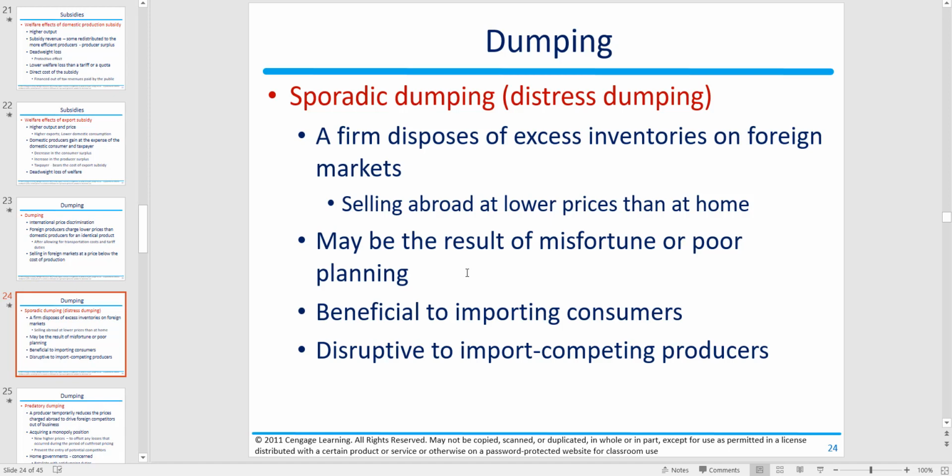Why would the foreign producers do that? Well, for example, as a way to dispose excess inventories. Let's say it's a fashion company. Next year or next season, they are selling something totally different. So this stuff has to go, even if it goes at ridiculously low prices. So there are different types of dumping. There is the sporadic dumping, which, as the name implies, is not done all the time by those foreign companies. It's just done when they have excessive inventories they want to get rid of.